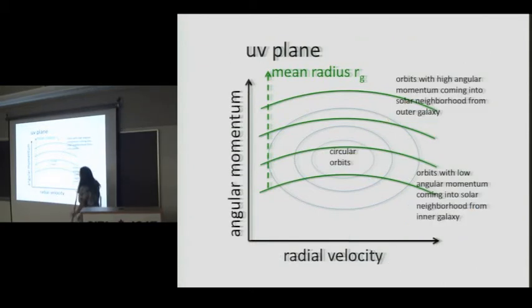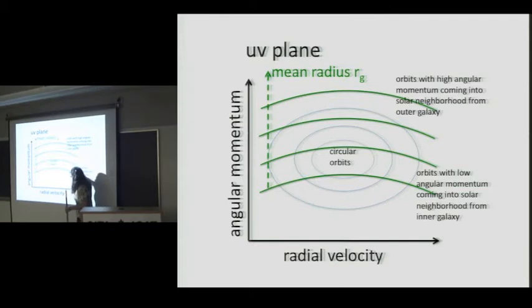Another way to think about that is, since V is setting the angular momentum, or the mean radius of the orbit, the things with positive V's are orbits with high angular momentum. And so that means they have to spend most of their time in the outer galaxy. They just happen to come into the solar neighborhood, so they're at the bottom of their epicycles. Whereas the stars down here are stars that are spending most of their time inside the solar galactocentric radius, and they just happen to be coming out to the solar neighborhood where we're seeing them. So keep that in mind.